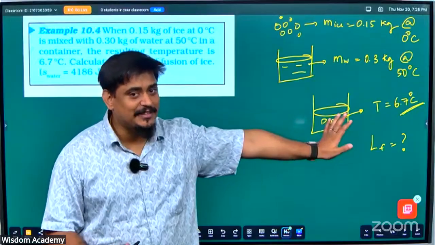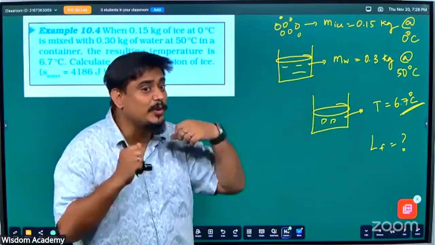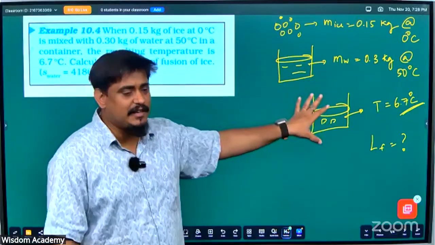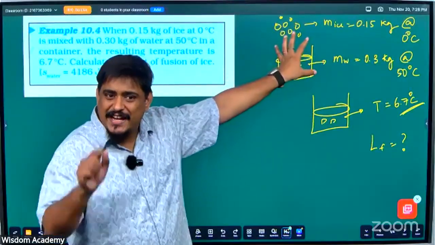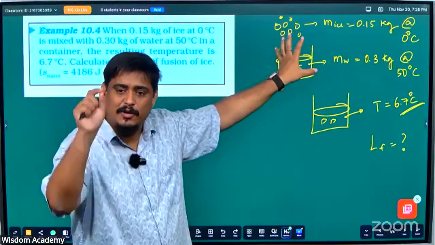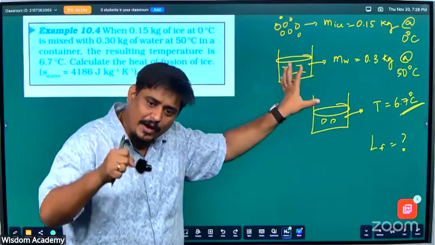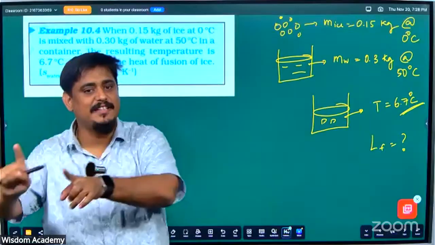Final temperature of mixture is how much? 6.7. So ice, let me talk only about ice, because ice is going to gain the heat energy, right? So how much heat energy will it gain? First is the amount of heat energy required to change its state from 0 degree ice to 0 degree water. Then the amount of heat energy required to change the 0 degree water to 6.7 degree water.